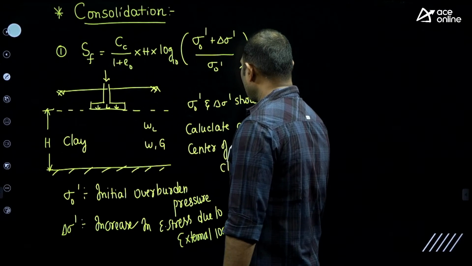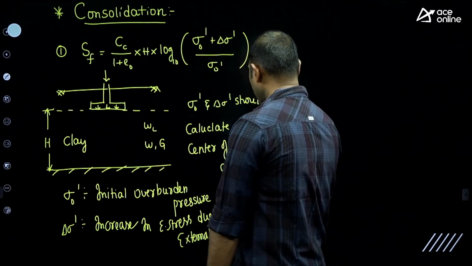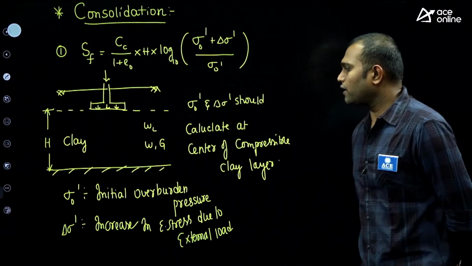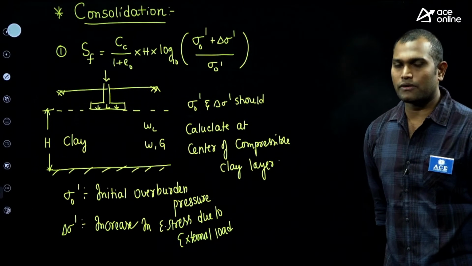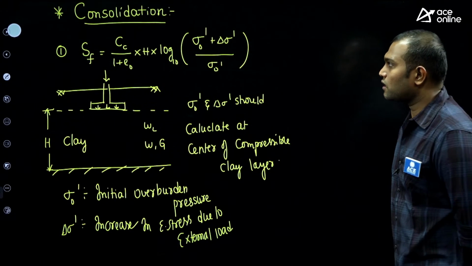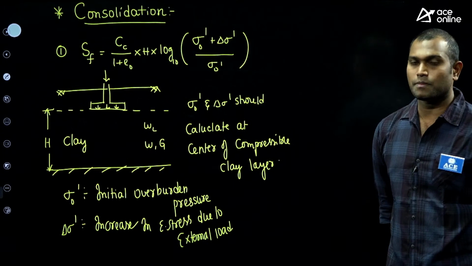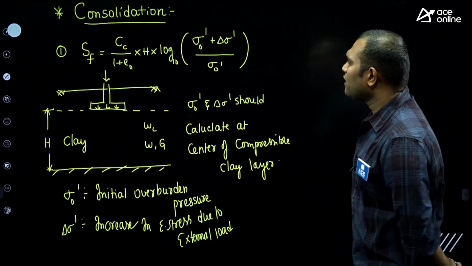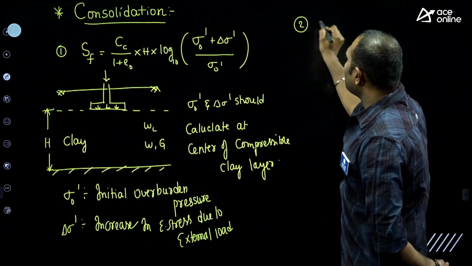At center of the compressible clay layer. Right, so this is one model where they will be asking. If you see in the previous GATE, at least 4 to 5 questions have been asked based upon the 2 marks question on this topic itself. And next one is time rate of settlement.